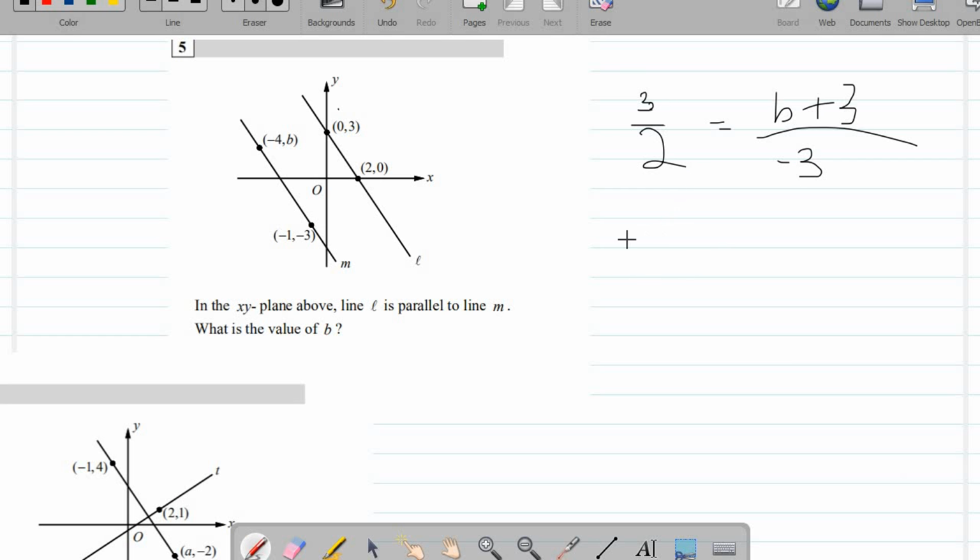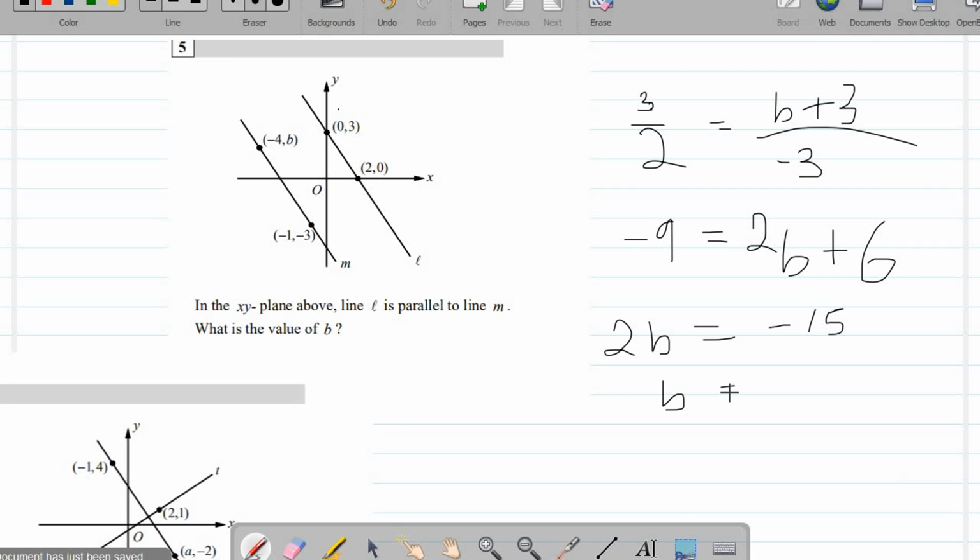Minus 3 times 3 will give you minus 9, equal to 2b plus 6. Okay, 2b plus 6. You arrange this, you have 2b is equal to minus 9 minus 6. Minus 9 minus 6 will give you minus 15. So your answer is b equal to minus 7.5.